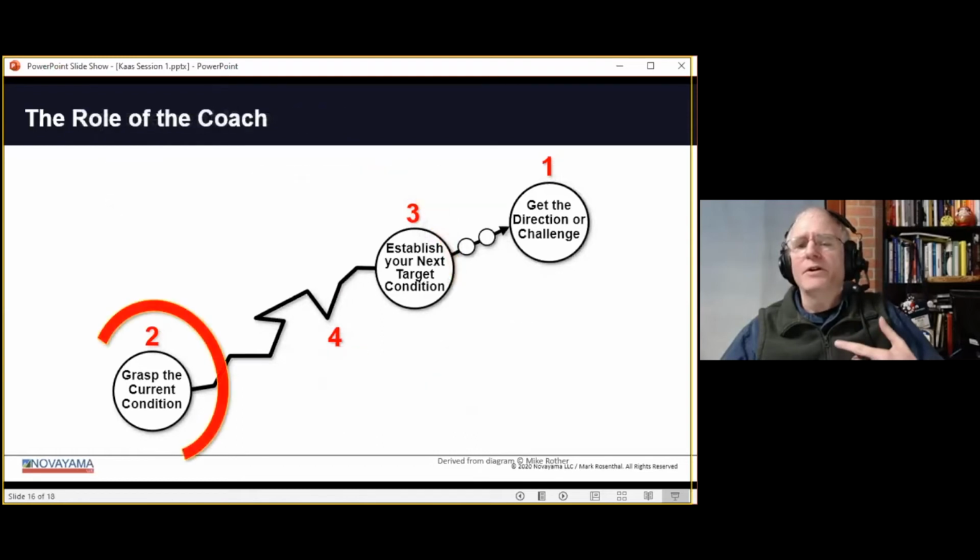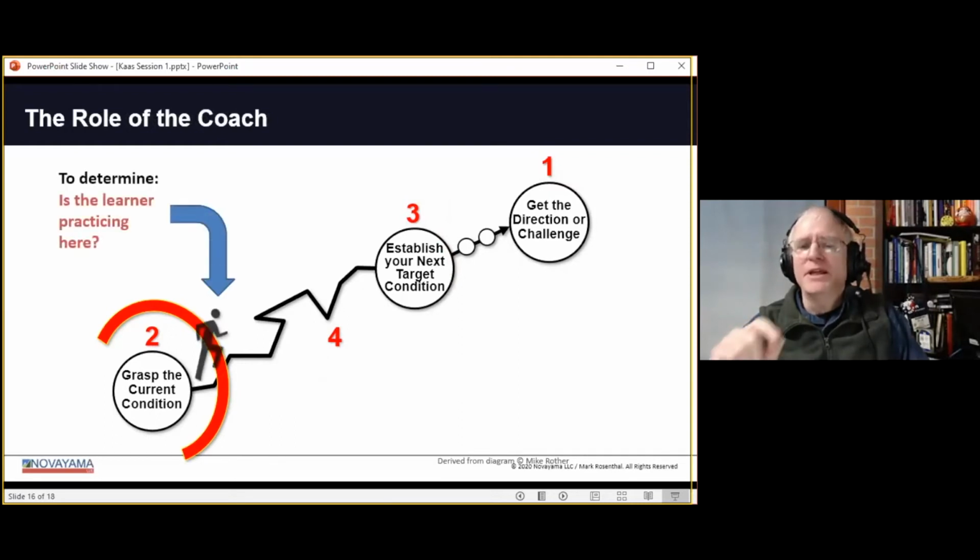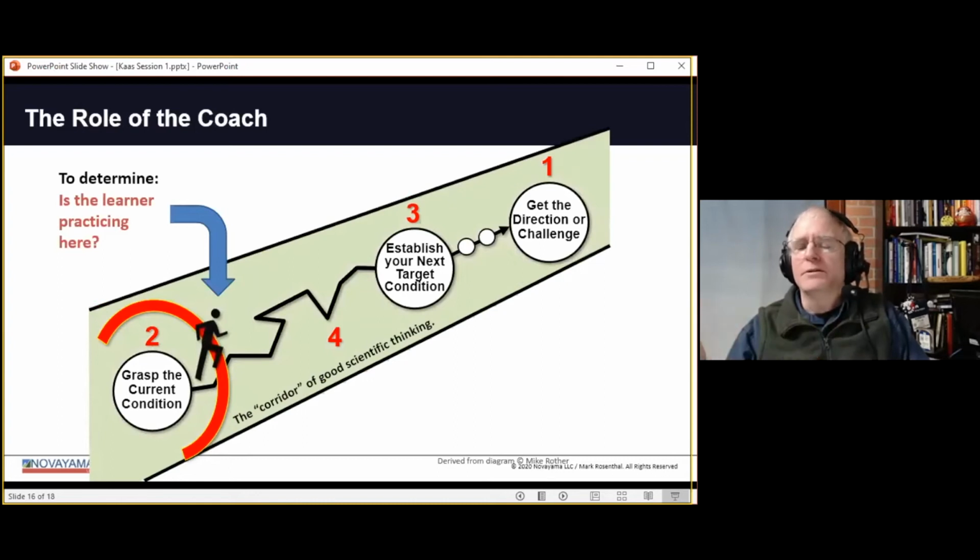The other role here is the coach. And here's what's fundamentally different: in a lot of businesses, the boss tells you the answer. He says, hey, here's the solution, just go implement it. But in this model, if I'm coaching, even if I know the answer, I do not tell them. My job is not to tell them what to do. My job is to keep them experimenting well, to keep them in this corridor. Is the practice of improvement being done correctly?